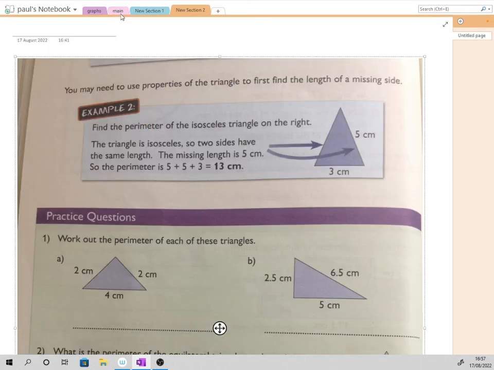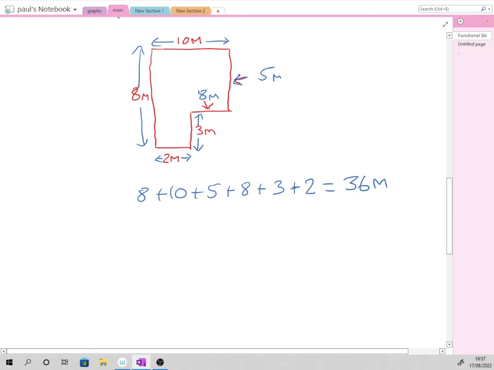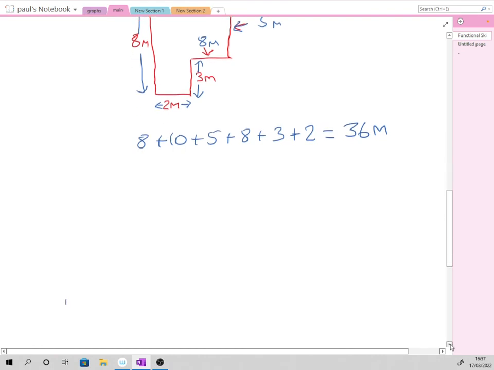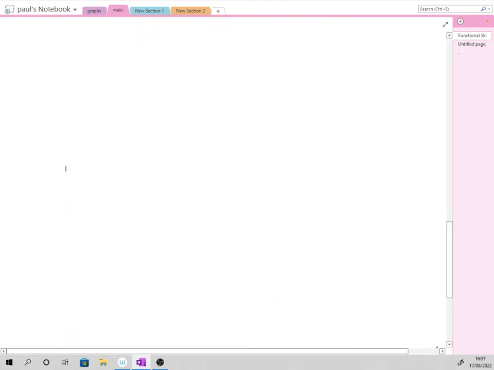So the next bit is a triangle. So let's do some triangles. Now there's not too much you can do with perimeter of triangles. You can just be like bits missing or add them all up together. Now let's have a look.